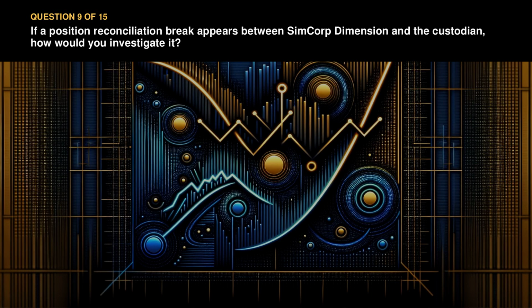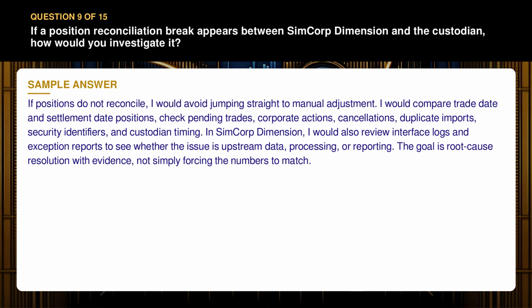Question 9. If a position reconciliation break appears between SimCorp Dimension and the custodian, how would you investigate it? If positions do not reconcile, I would avoid jumping straight to manual adjustment. I would compare trade date and settlement date positions, check pending trades, corporate actions, cancellations, duplicate imports, security identifiers, and custodian timing. In SimCorp Dimension, I would also review interface logs and exception reports to see whether the issue is upstream data, processing, or reporting. The goal is root cause resolution with evidence, not simply forcing the numbers to match.